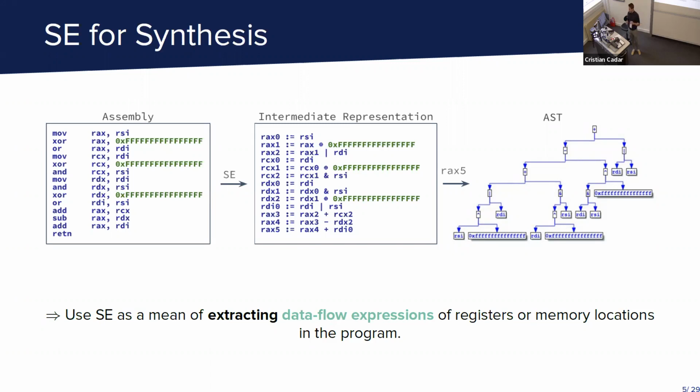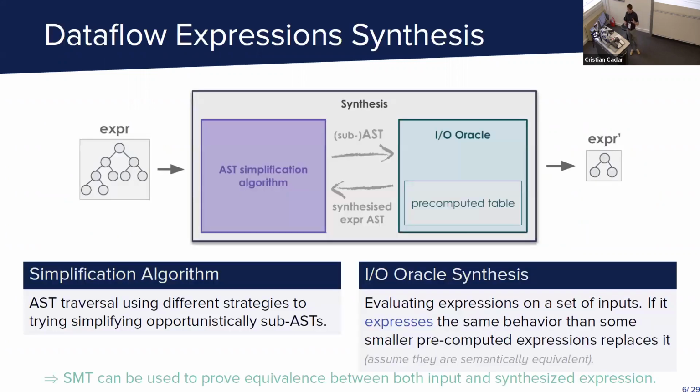So in our context, we solely use symbolic execution as a means to extract the data flow expressions of such registers, memory, whatever. And from that, we are going to do the rest, which is the synthesis itself, that I will also quickly describe because we are very short in time. So once we have executed symbolically the code, we obtain our expressions. This will be the input for our synthesizer, and hopefully we will obtain something which is reduced.